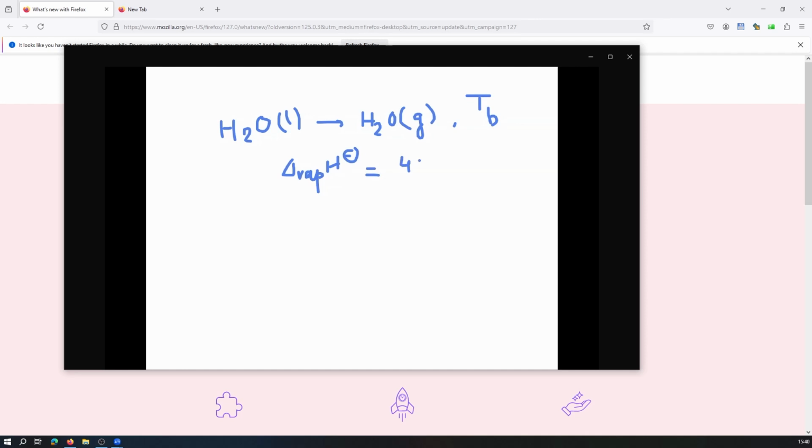Is 40.8 kilojoule per mole. So delta vaporization H is the standard enthalpy of vaporization. The amount of heat that is required to vaporize 1 mole of a liquid at a constant temperature and under standard pressure, that is 1 bar, is called the standard enthalpy of vaporization or the molar enthalpy of vaporization.